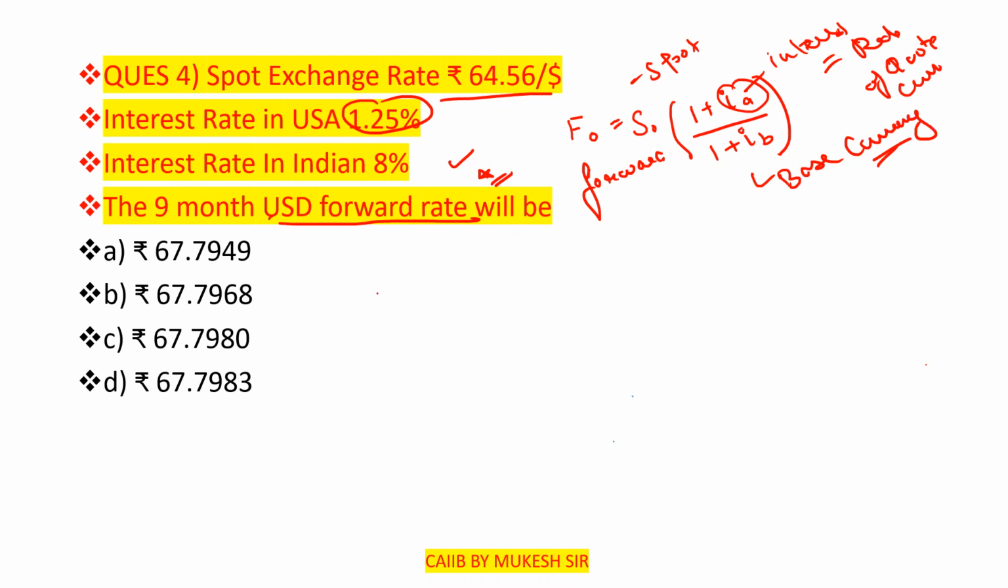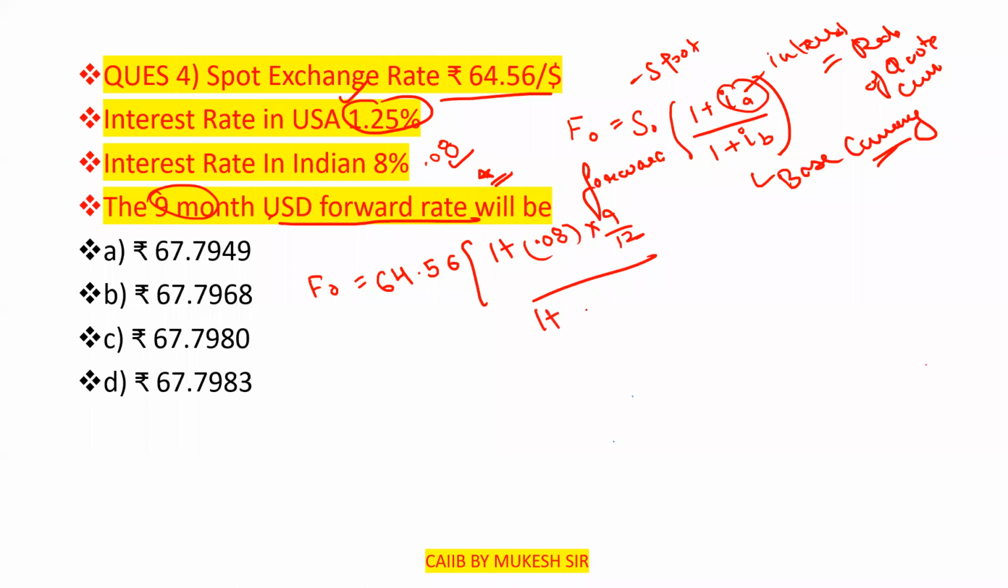Okay. So let's discuss the 9-month case. Here we have to convert the interest rate with respect to 9 months. So the forward rate, that is the 9-month forward, equals the spot rate, 64.56, into 1 plus 8%, that is 0.08, for 9 months, so it is 9 upon 12. And the other is 1.25%, so 0.0125 into 9 upon 12. Clear.